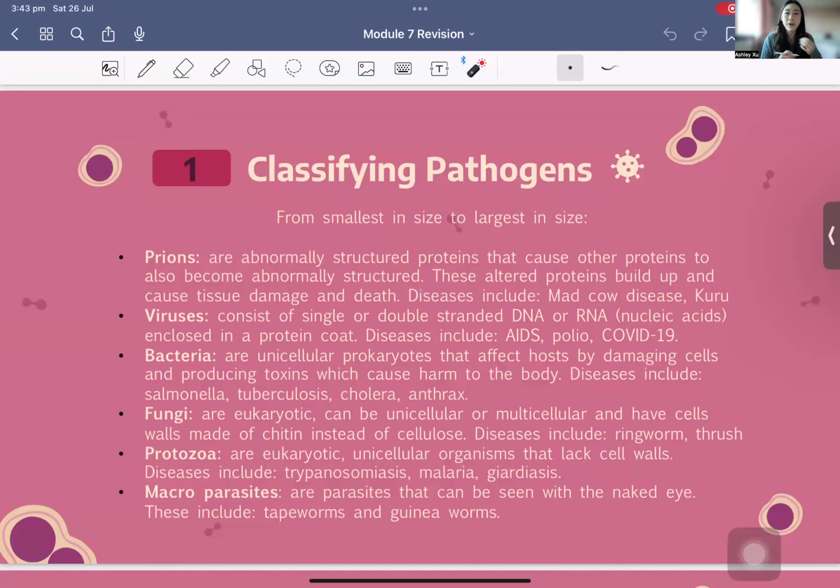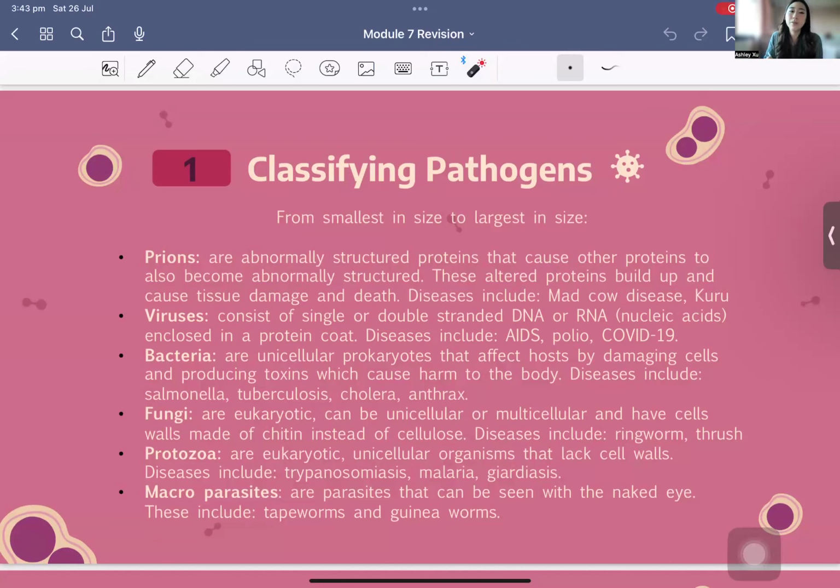Because remember, proteins do everything in our body, such as enzymes. Enzymes speed up chemical reactions in our body. Without those, we would not be able to function basically. So prions are really bad because they cause the rest of our proteins in our body to misfold. An example of that is mad cow disease.